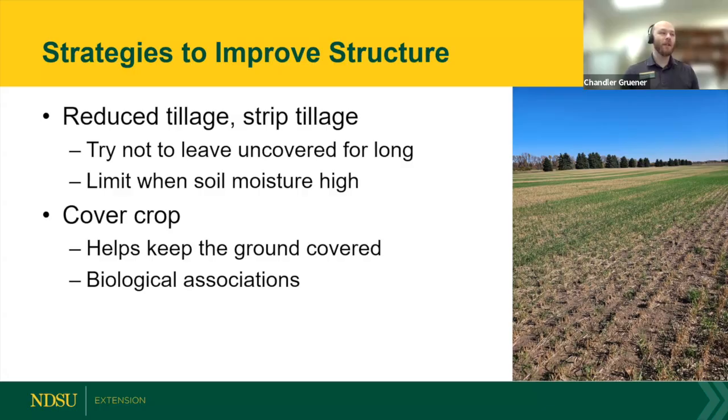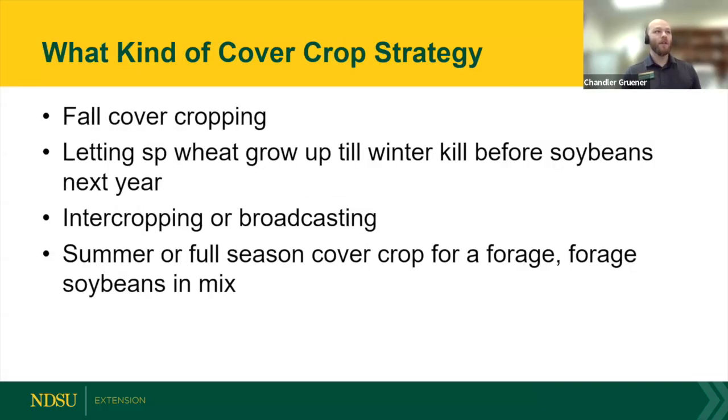Try not to keep it uncovered for long, and limit tillage when soil moisture is high. Cover crops are one way to do this, and they have great biological associations. Some of the basic ones to think about are fall cover cropping, or if you had spring wheat, you can go out there with a light harrow and disturb the soil. That's what was shown in that previous picture, where the light harrow on the spring wheat seeds that fell out of the back of the combine grew up and provided free cover cropping. It only cost us running the harrow across the field.